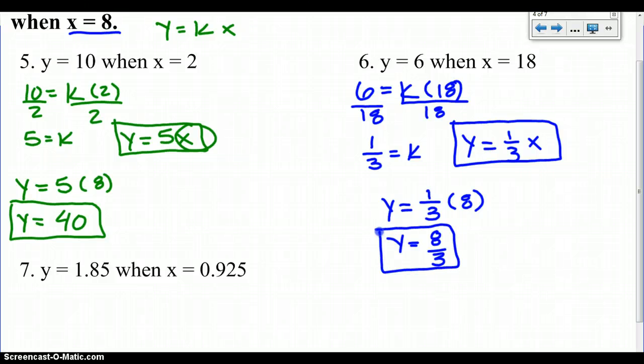So when x is 8, our y is 8/3. I want you guys to pause this, do number 7 on your own, and then we'll come back and make sure we have the same answers.